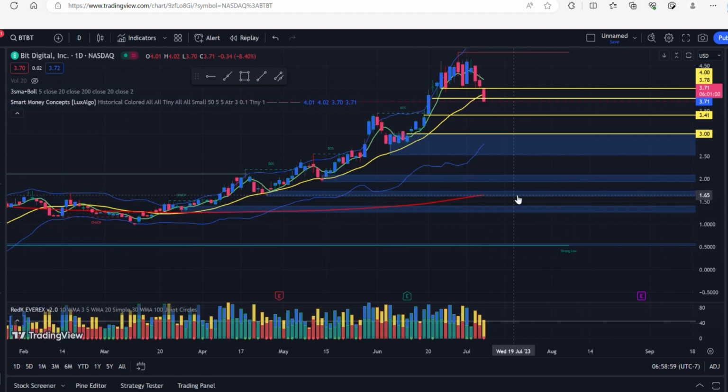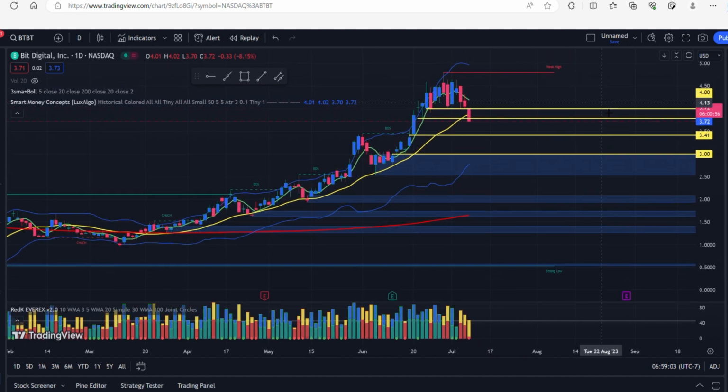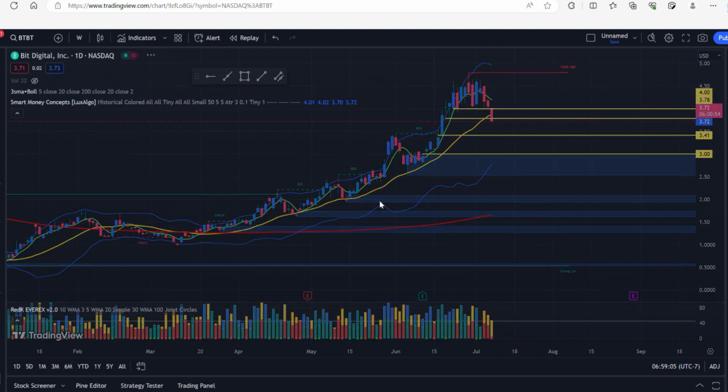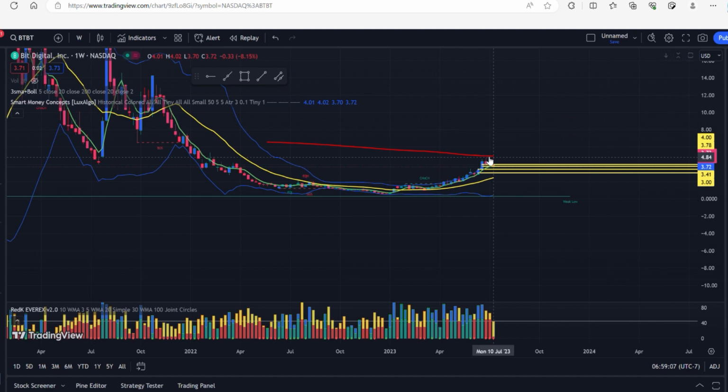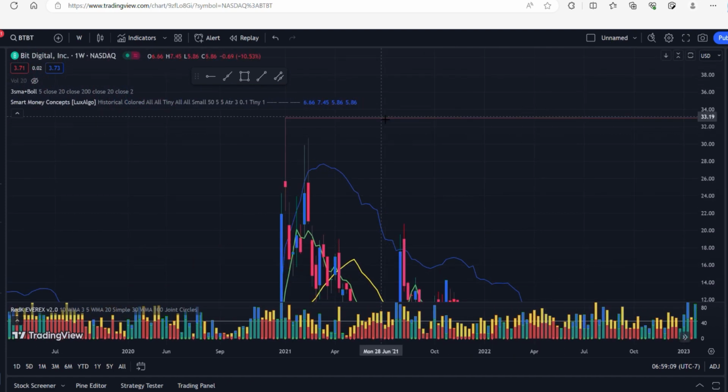I don't know if we'll get that low again. If we do, I will buy thousands of these and ride it all the way back up to here, if it does that. So I don't know if it will.